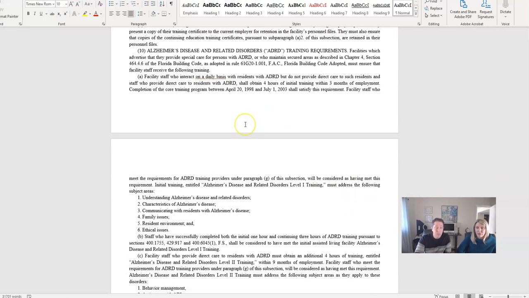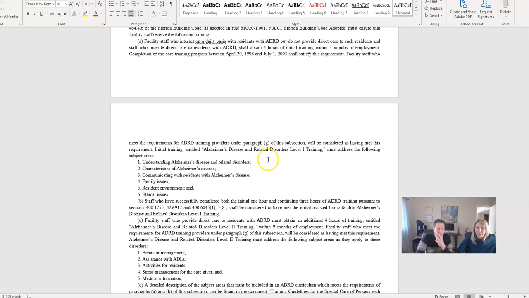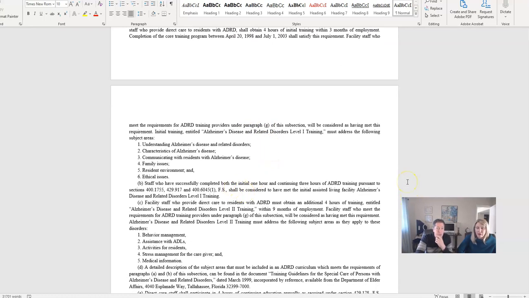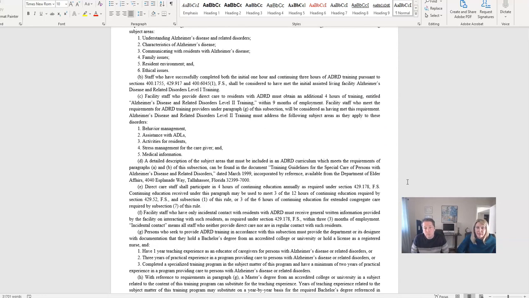So level 1 is within 3 months of employment. Correct. And then with an approved training provider. Staff who have successfully completed both the initial 1 hour and continuing 3 hours of ADRD training shall be considered to have met the initial assisted living facility's Alzheimer's disease and related disorders level 1 training. So the takeaway here is make sure you have an approved training provider, which I am, and then you have to have the 4 hours in the 90 days for the initial training. That would be the way the test would have the question.